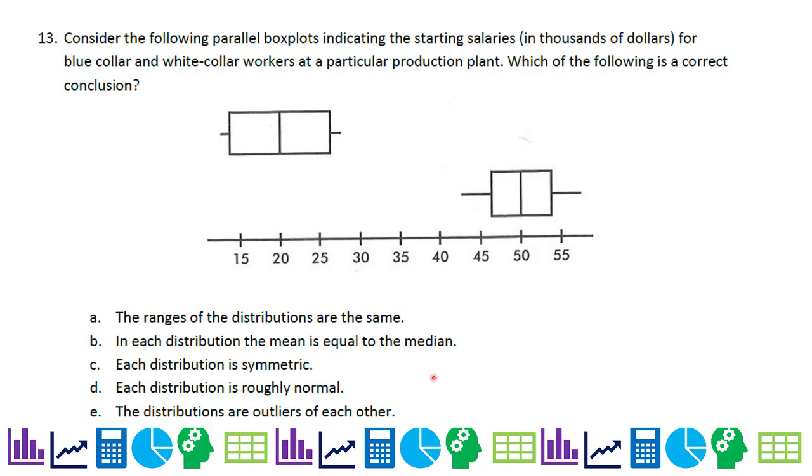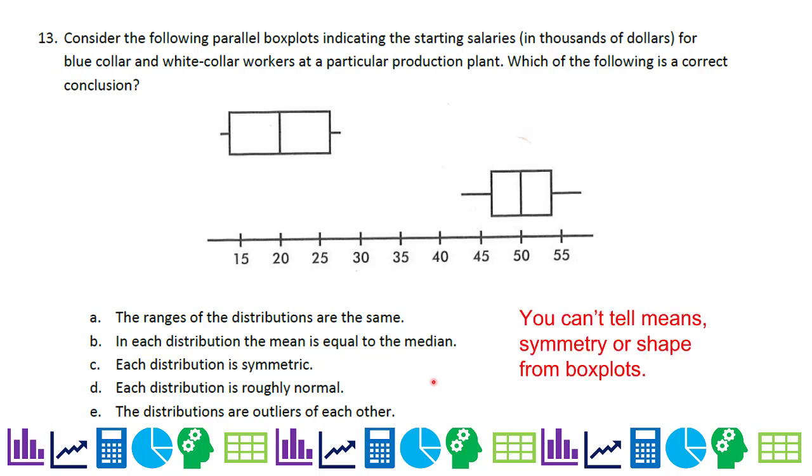Number 13. Consider the following parallel box plots indicating the starting salaries in thousands of dollars for blue-collar and white-collar workers at a particular production plant. Which of the following is a correct conclusion? So here they're talking about ranges. So one important thing to keep in mind, you can't tell means.